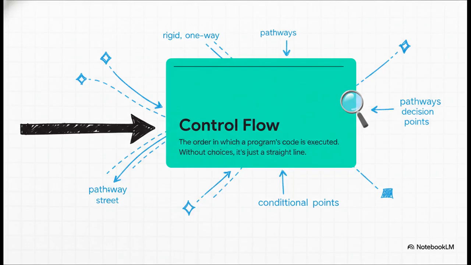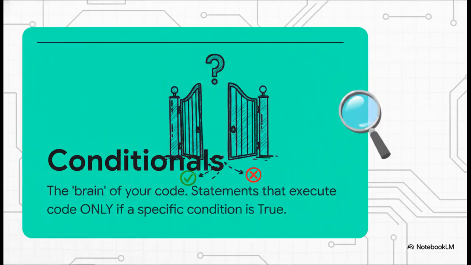But our whole mission today is to break out of that straight line. We're going to learn how to bend it, how to create forks in the road, and really open up what our code can do. And how do we do that? With conditionals. You can think of a conditional as a gatekeeper standing in the middle of your code. It asks a really simple yes or no question, and depending on that answer, it opens up a specific path for the program to follow. This is how code begins to think.